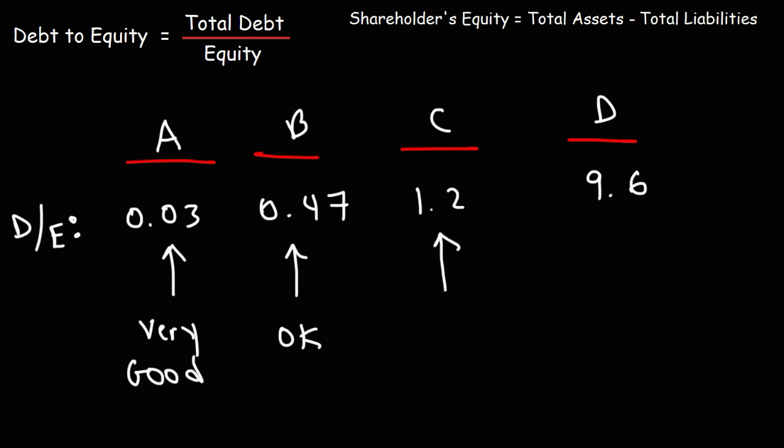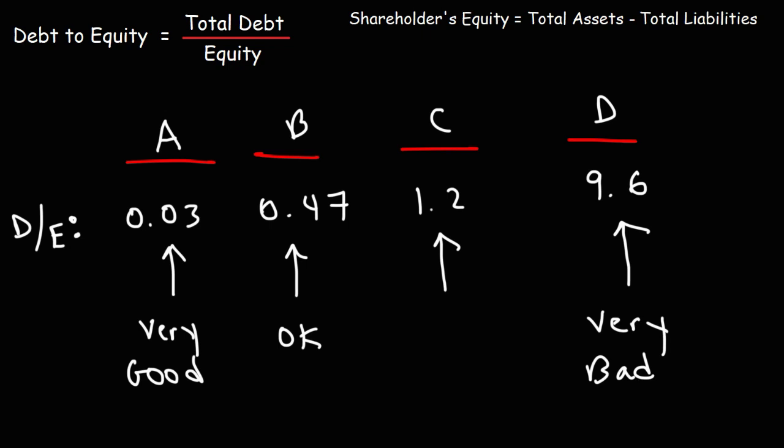For company C, the debt to equity ratio is 1.2. Now for company D, it's 9.6. This is very bad. The debt to equity ratio is high. That company might be going bankrupt. It's not a guarantee. They may turn around and fix the situation, but it doesn't look good for company D.